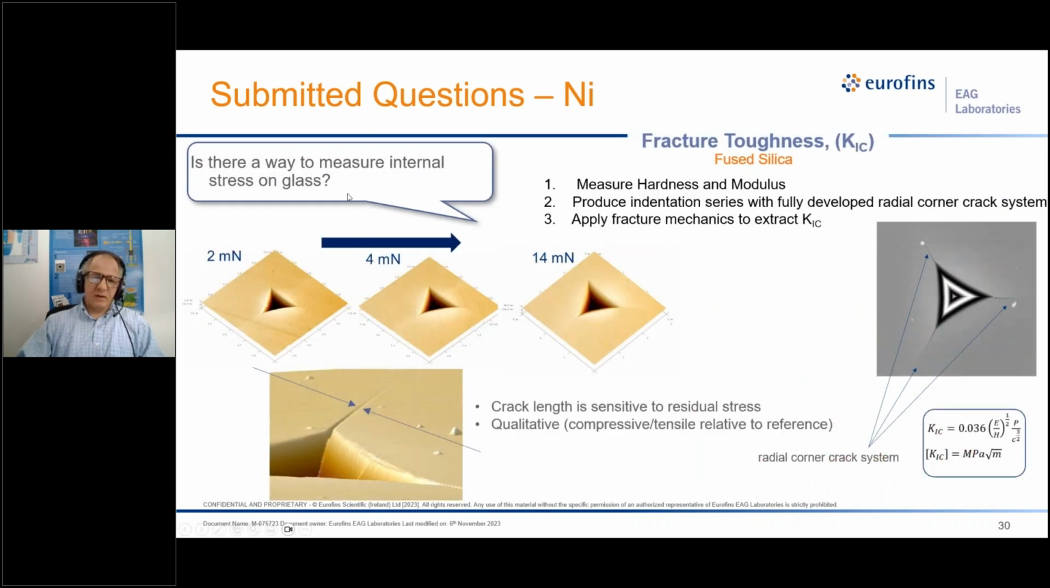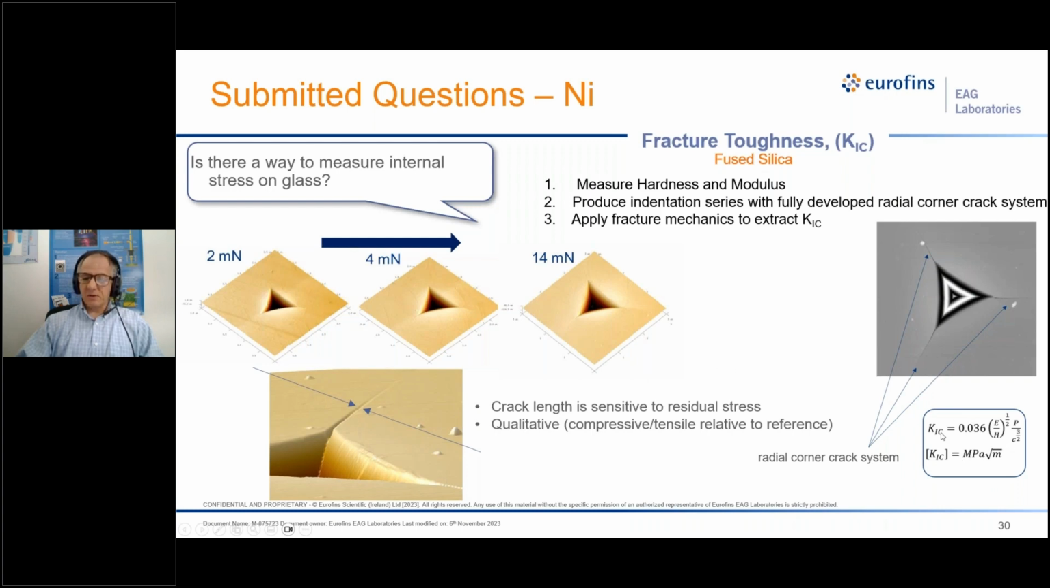Now, the question was, can we measure the internal stress within glass? So the answer is nanoindentation is not a good way to do it quantitatively, but fracture toughness testing is very sensitive to residual stress in the coating. To give you an idea how it works, for fracture toughness measurement, we need the hardness and the modulus, of course, to calculate that, and then we produce a series of indents with increasing loads until we have cracks emanating from all corners. So with the crack length, the modulus and hardness, we can go into fracture mechanics in order to get a fracture toughness.